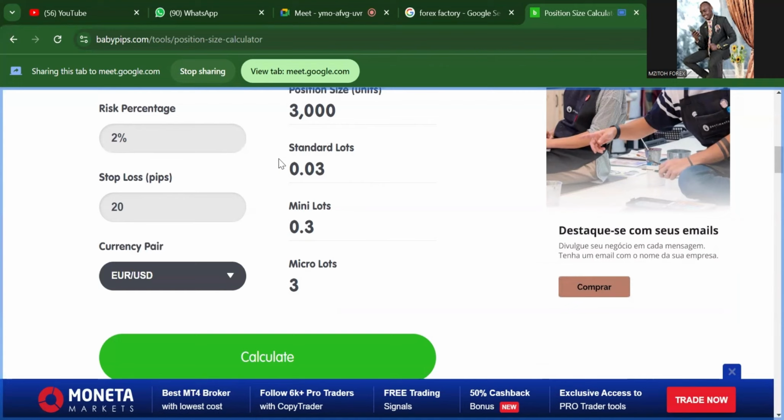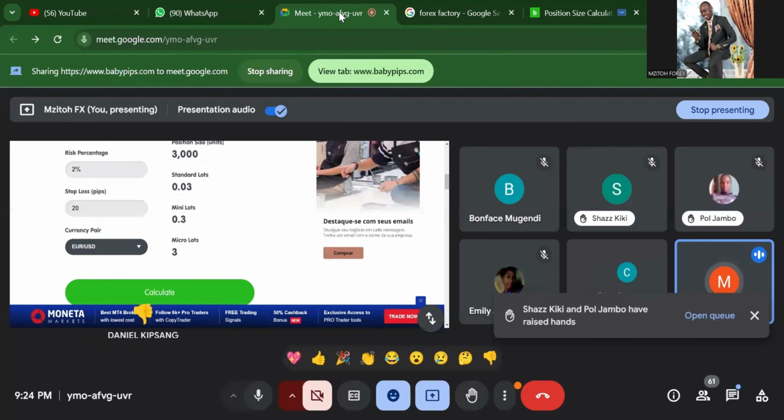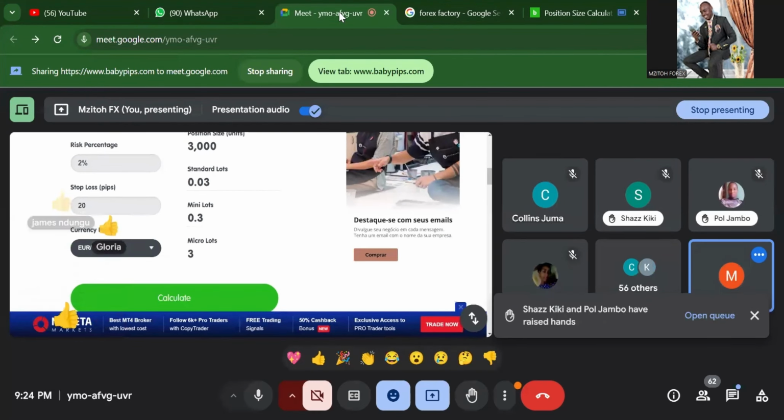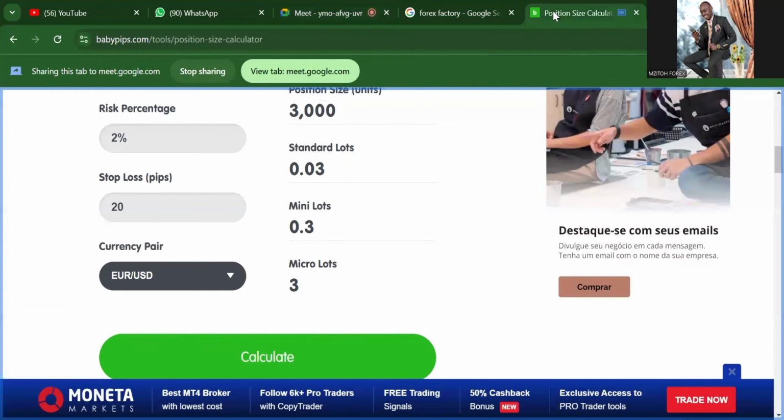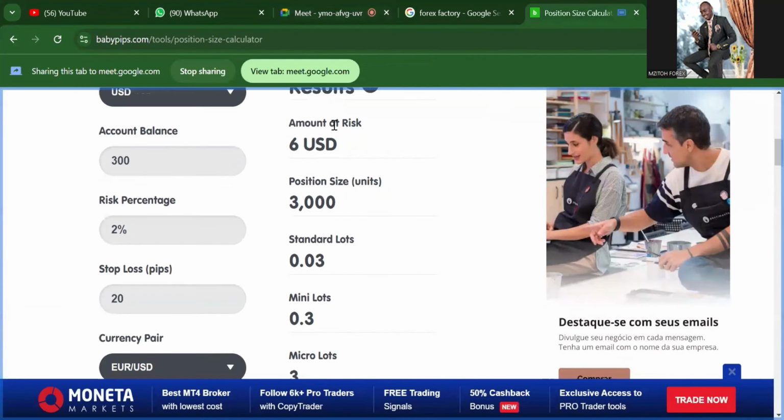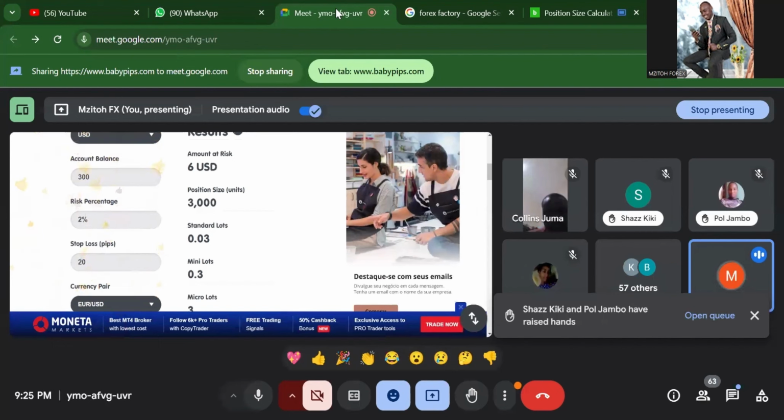How many are seeing there? Standard lots. Confirmation? Yes. This is the correct lot size that you are supposed to use. So before placing the trade, you need to know the correct lot size to use. If I'm risking 2% of my account, how much will I be losing if I lose that trade? The amount at risk is written here: $6.